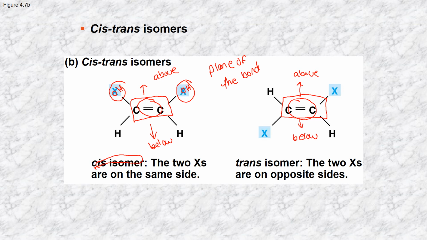If you have, again, an OH and an OH, well, here we have one above the plane and one on the opposite corner below the plane. This is a trans isomer. So cis-trans isomers differ in terms of the arrangement across a double bond.